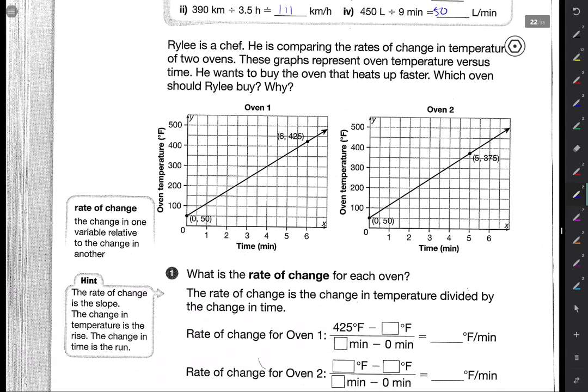So Riley is a chef. He is comparing the rates of change in temperature of two ovens. These graphs represent oven temperature versus time. He wants to buy the oven that heats up faster. Which oven should Riley buy? Why?